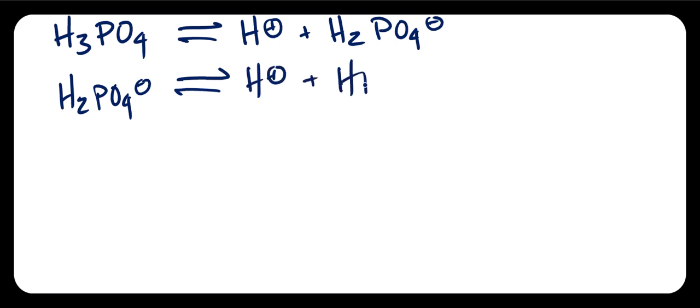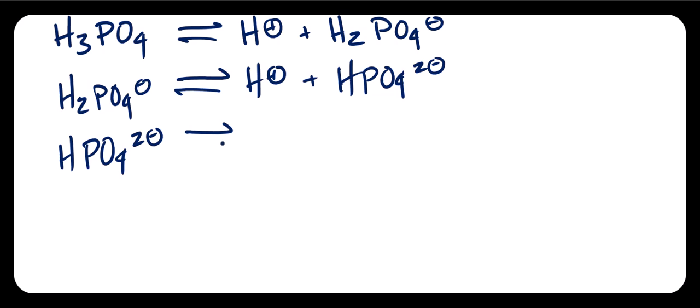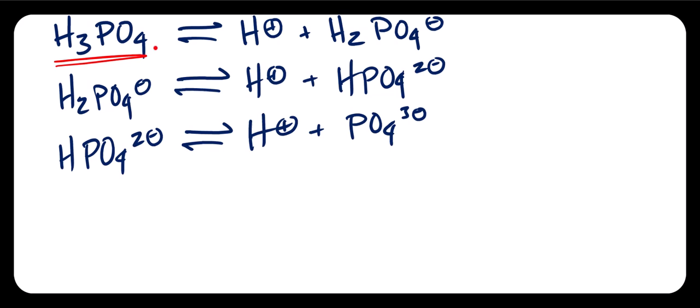Off to the hydrogen phosphate. But I'm not done. I can take that hydrogen phosphate, take another hydrogen ion off, and I'm just left with my phosphate. So we could have drawn this in one big line, going from my H3PO4 to H nothing PO4s.